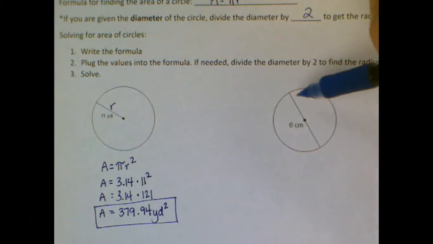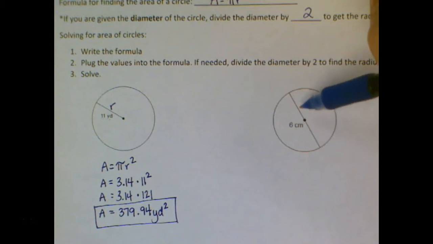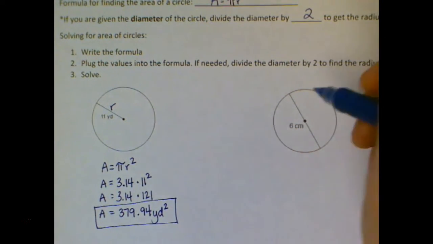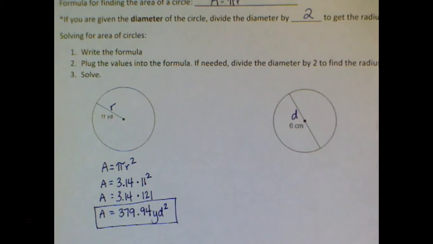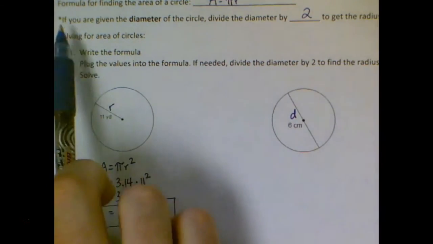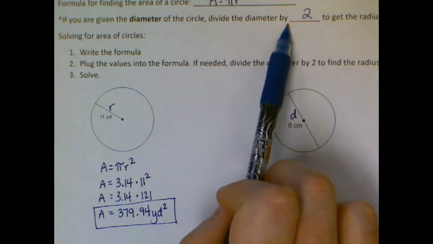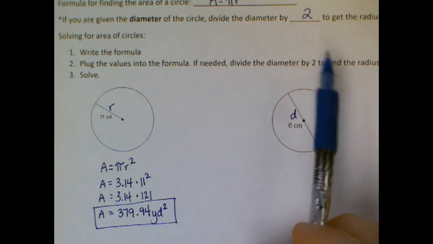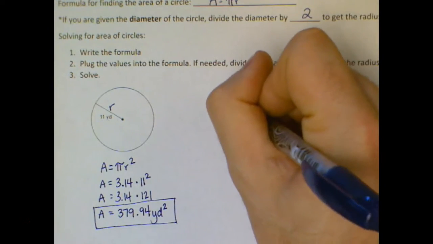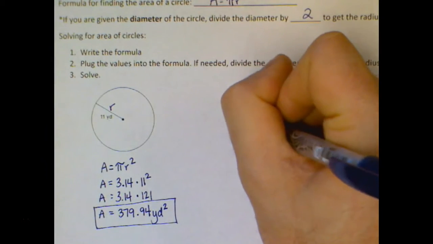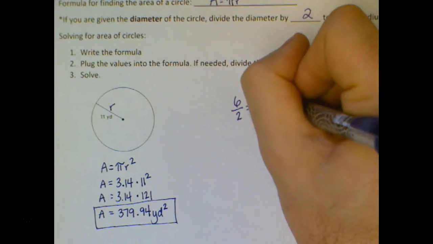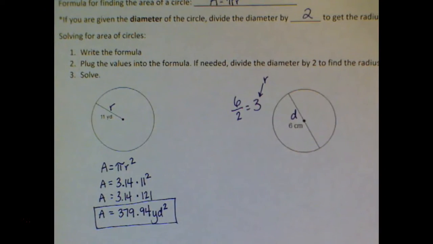All right, take a look at this problem right here. Notice, it goes from one end of the circle to the other and passes through the middle. That means that this is the diameter. And like we set up here, if you're given the diameter of a circle, divide the diameter by 2 to get the radius. And as it says here, if needed, divide the diameter by 2 to find the radius. So I'm going to take that diameter of 6 and divide it by 2, which gives us 3 for the radius. Diameter is 6, radius is 3.